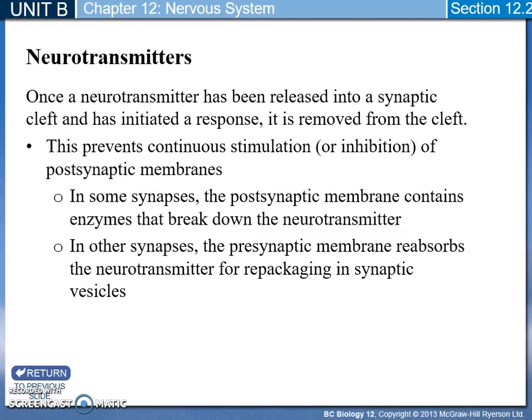Once a neurotransmitter has been released into a synaptic cleft and initiated a response, it's removed from the cleft. This prevents continuous stimulation or inhibition of postsynaptic membranes. In some synapses, the postsynaptic membrane contains enzymes that break down the neurotransmitter. In other synapses, the presynaptic membrane reabsorbs the neurotransmitter for repackaging in the synaptic vesicles, which it can then release at a later time.